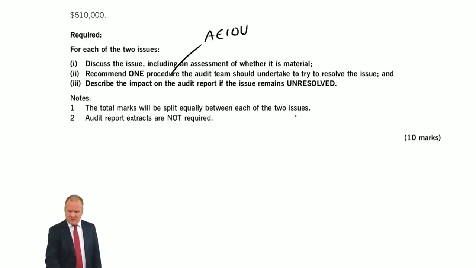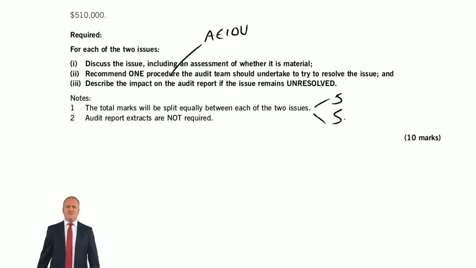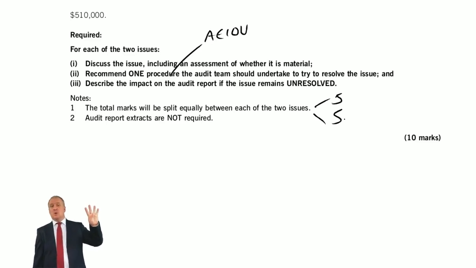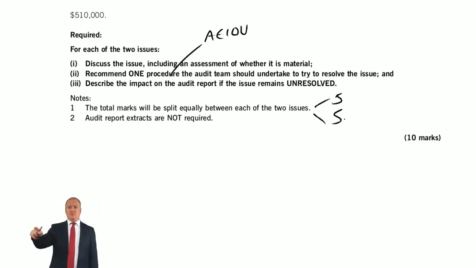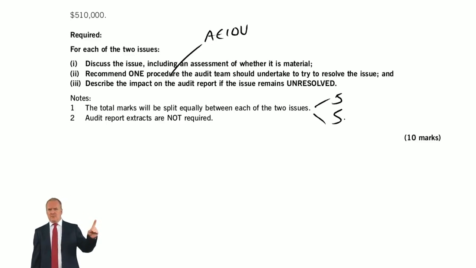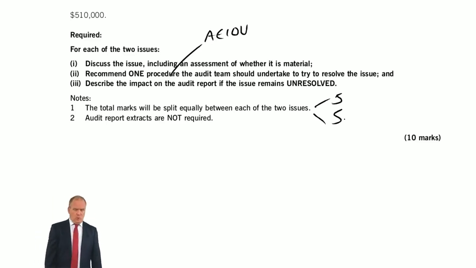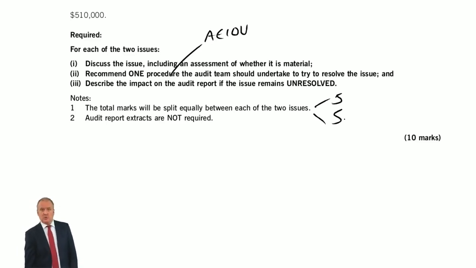The total marks will be split equally, so it's 5 marks for the first one and 5 for the second. 4 separate things for 5 marks. So one of those 4 things is worth 2 marks. Well, you've been told 1 audit procedure. You'll only get 1 mark for materiality, because that's calculation, too easy. So you've got 3 marks left to cover describing the issue and the impact on the audit report. Also note it says audit report extracts are not required, and they never will be. You have to describe the effect on the audit report. You will never have to write the actual audit report words themselves.